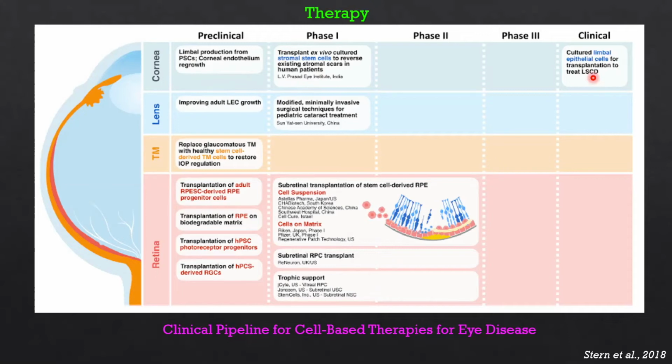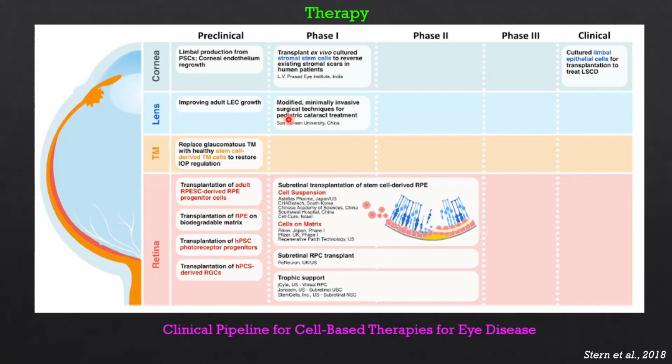And when it comes to lens, as I said, in pediatric cases, they were able to generate a whole lens-like structure, but there are still many questions to be answered. And in TM, they're trying to replace the glaucomatous TM cells, the affected cells, with normal cells in such a way that it restores the intraocular pressure, so the homeostasis of the entire tissue is restored. So we are trying to do that in the field of TM and retina.